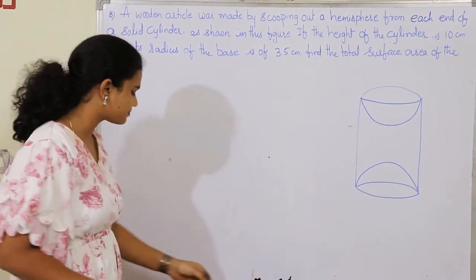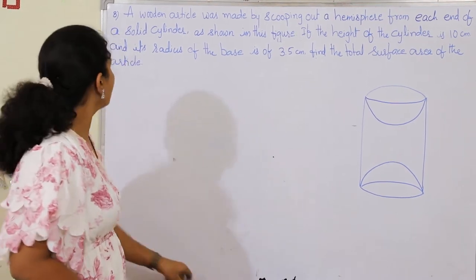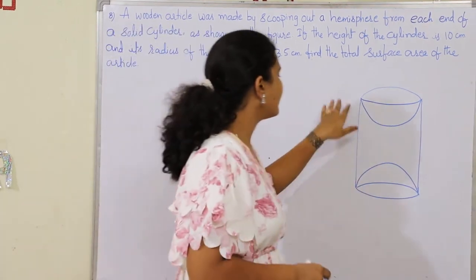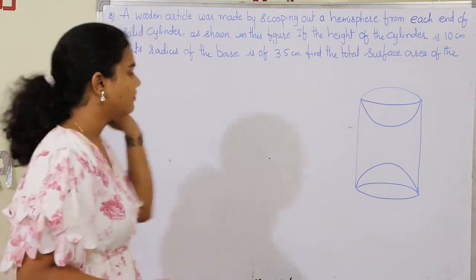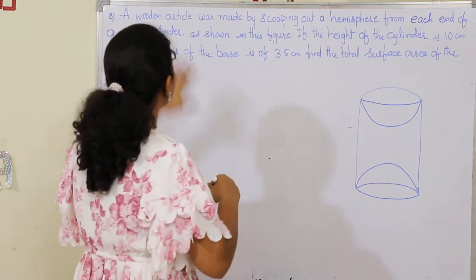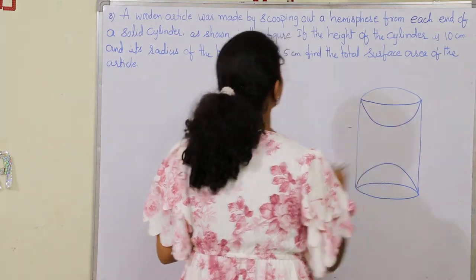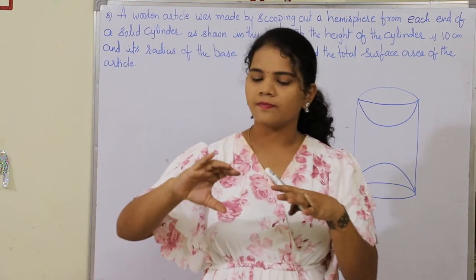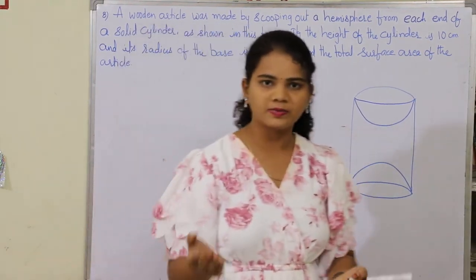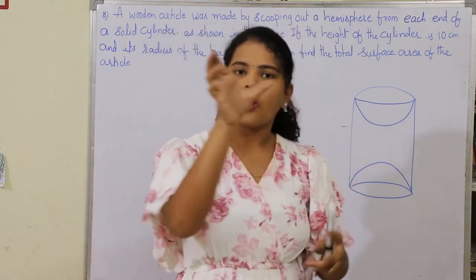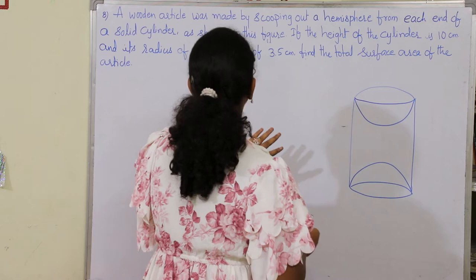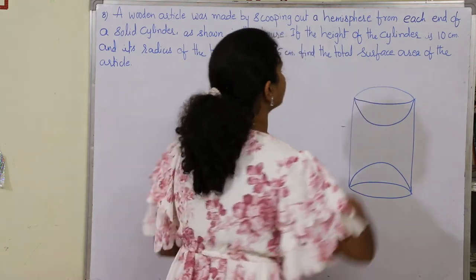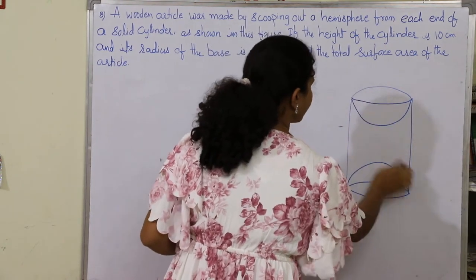Now the question here is, you have a wooden article. Let this be the wooden article. It is made in the shape of a cylinder from which hemispheres were scooped out. You have scoops, so the scoop will be in the form of a hemisphere. From each of the two ends of the given cylinder, scoops were removed, so here you have a hemisphere which formed.